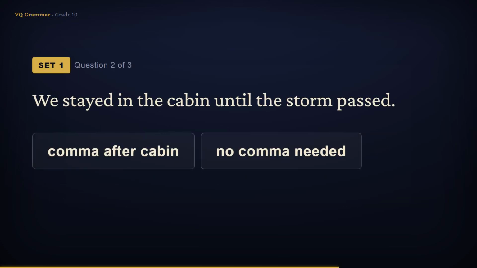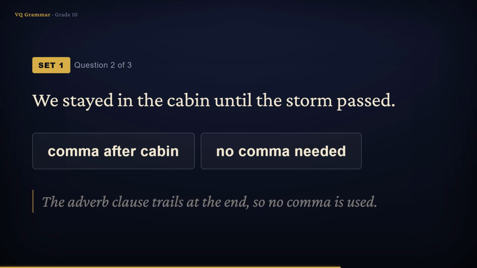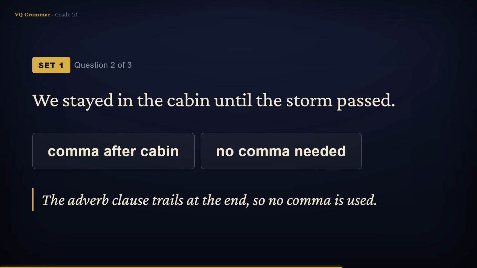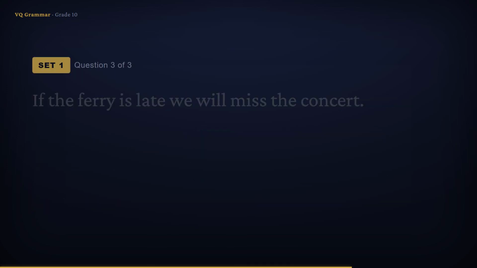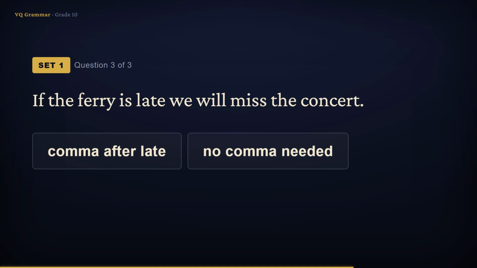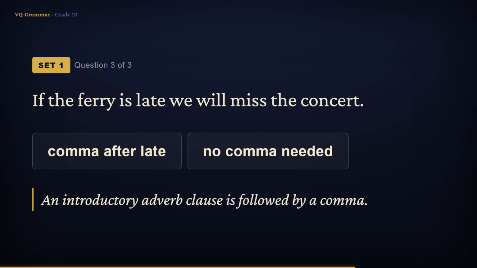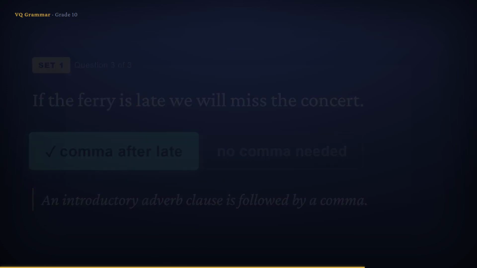We stayed in the cabin until the storm passed. Same two ideas as before, but now the clause has moved to the back of the sentence. A trailing adverb clause normally takes no comma at all, so the answer here is no comma needed. If the ferry is late, we will miss the concert. The clause "if the ferry is late" opens the sentence, and it tells us under what condition. Because it leads, it takes a comma, so we need a comma after late.